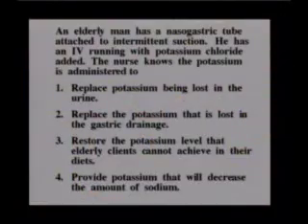An elderly man has a nasogastric tube attached to intermittent suction. He has an IV running with potassium chloride added. The nurse knows that potassium is administered to, number 1, replace potassium being lost in the urine. 2, replace the potassium that is lost in the gastric drainage. 3, restore the potassium level that elderly clients cannot achieve in their diets. Or 4, provide potassium that will decrease the amount of sodium. Now, if we take a look at that, the problem is he has an NG tube to intermittent suction.